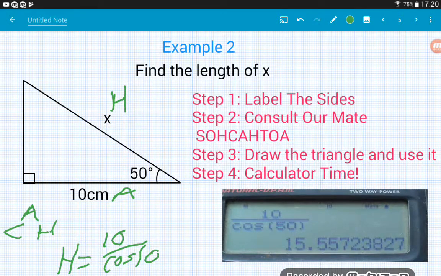And then again, if we work that in our calculator, that will give us our answer. Again, with trigonometry, be very careful about what degree of accuracy the question is asking for in your answer in terms of decimal places and significant figures.